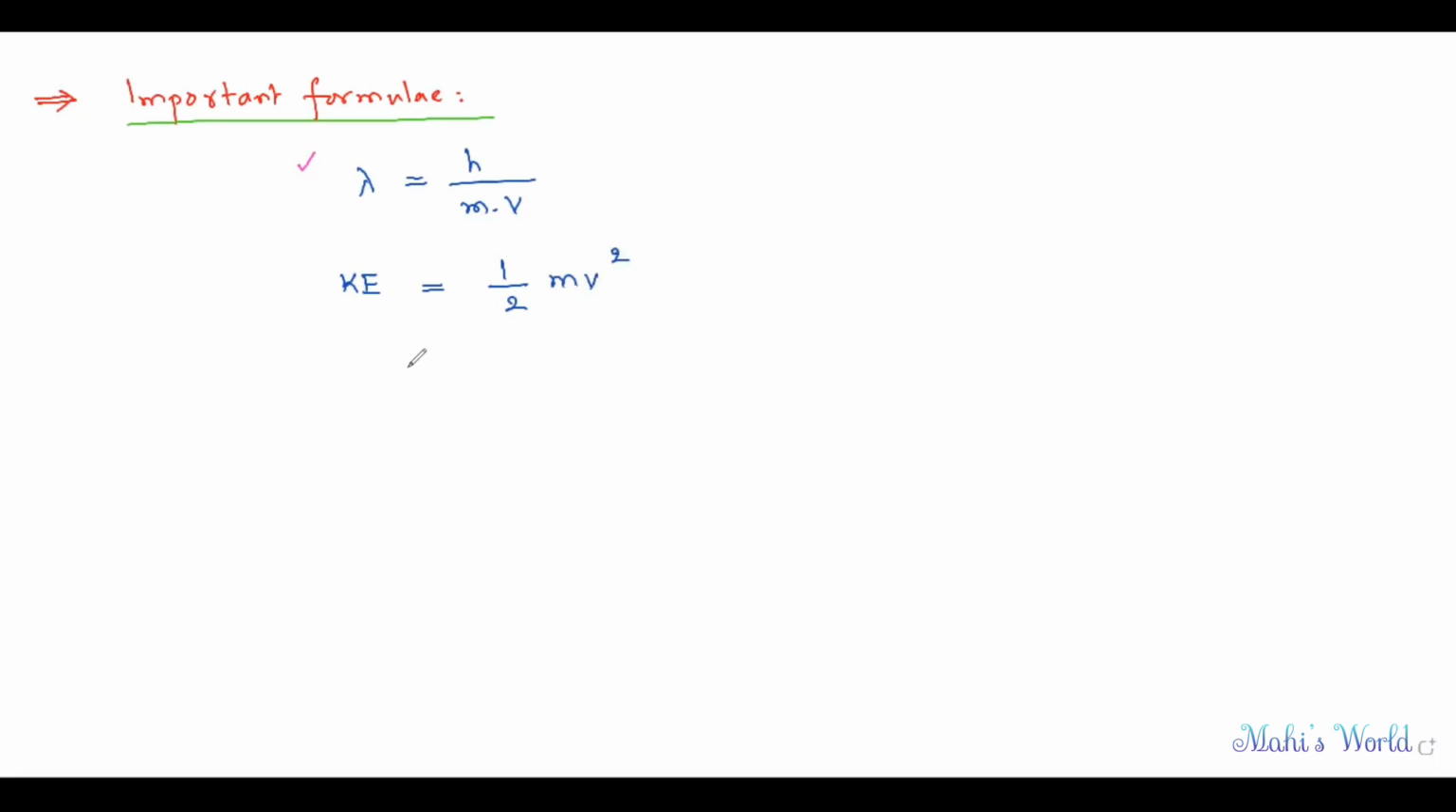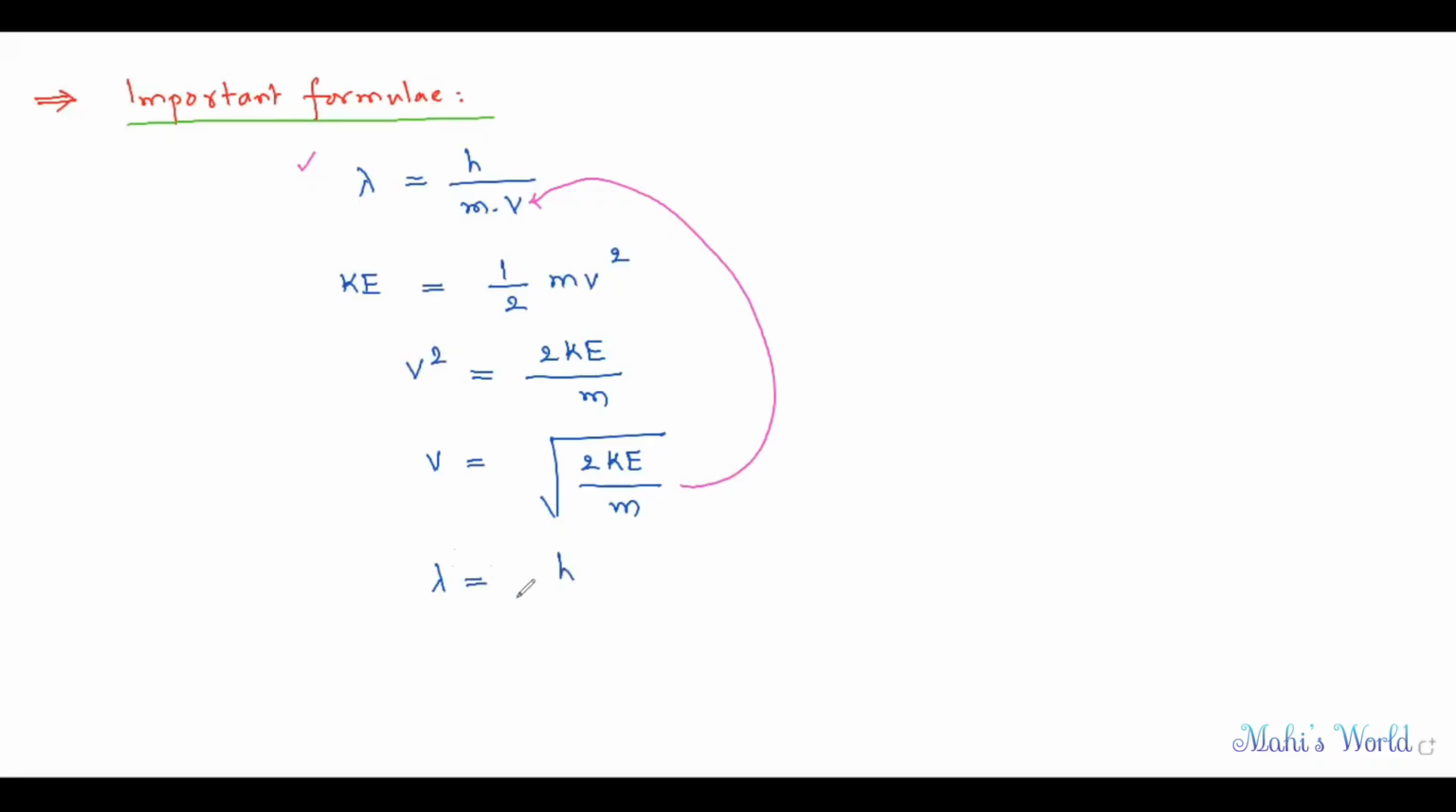Now, v square can be written as 2ke by m. Therefore, v will be root over 2ke by m. Now let me substitute this in this expression. I'll be getting lambda is equal to h by m into root over 2ke by m.